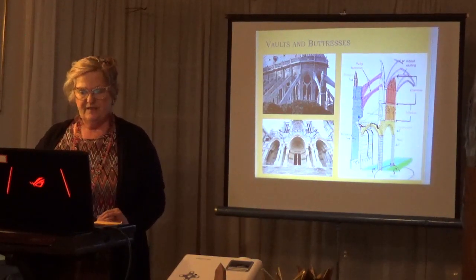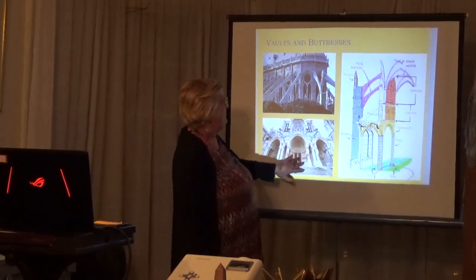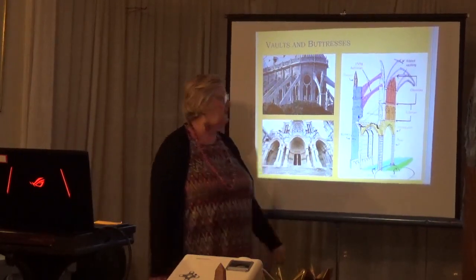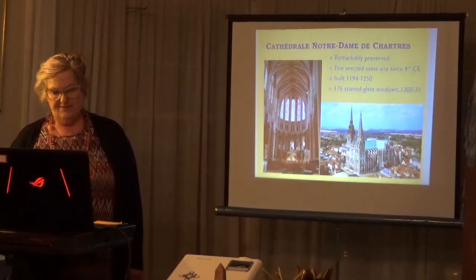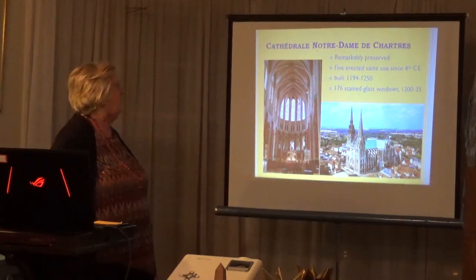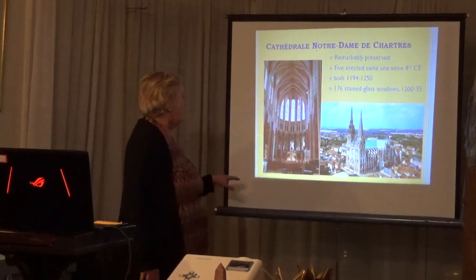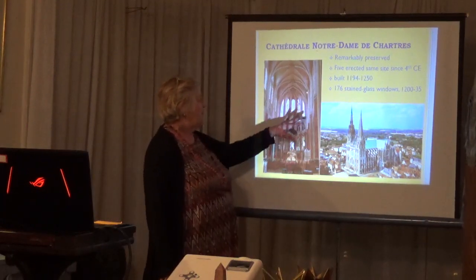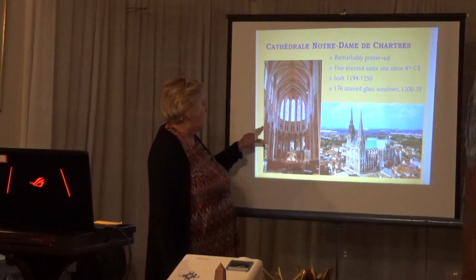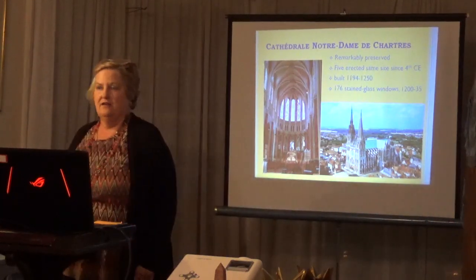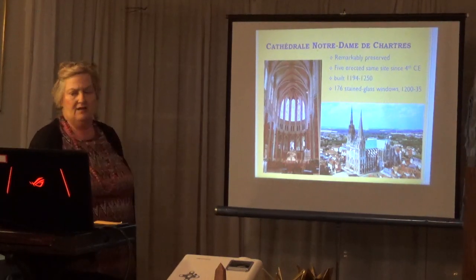So this is just some examples of vaults and buttresses. The buttresses supported the walls, and vaulting was just such a key part of Gothic design. And these high roofs were achieved through a combination of pillars used as piers, and then these angular or curved arches. It's quite amazing.